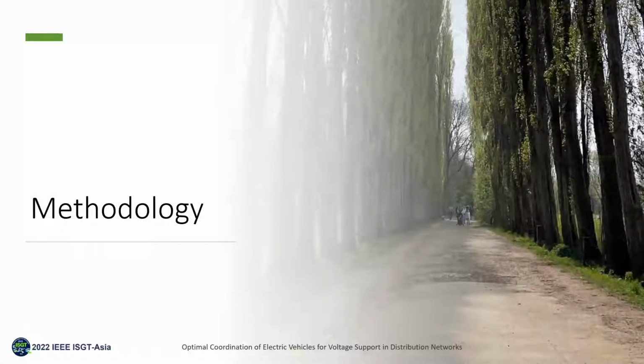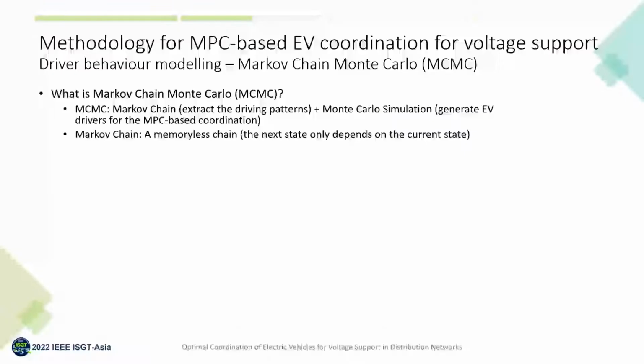The methodology consists of two parts. First, I will introduce the driver behavior modeling method, and then I will introduce the MPC-based coordination. For driver behavior modeling, the method Markov chain Monte Carlo is used. Markov chain Monte Carlo utilizes the advantages of both Markov chain and Monte Carlo simulation. The Markov chain is a conceptual memoryless chain where the state transits from one to another based on probabilities, while Monte Carlo simulation can be used to generate a number of chains with the given probabilities.